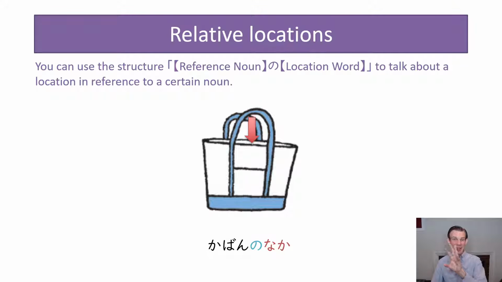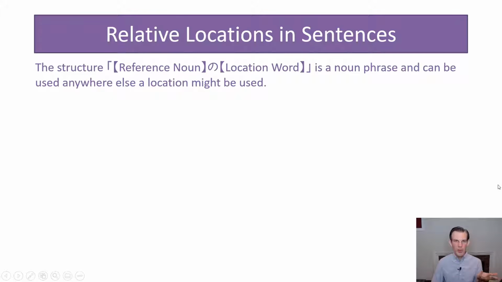Inside, we have our location preposition first, and then we have the noun, the bag. But in Japanese, switch that. So give our reference noun no location word, kaban no naka. Now, once we have this structure, what do we do with it?